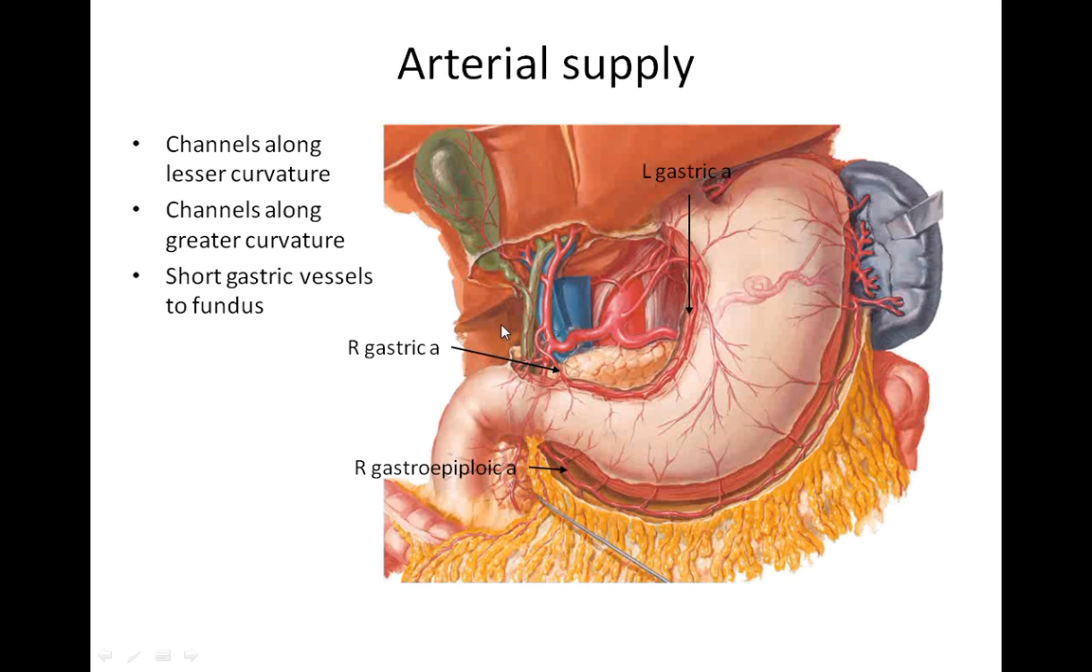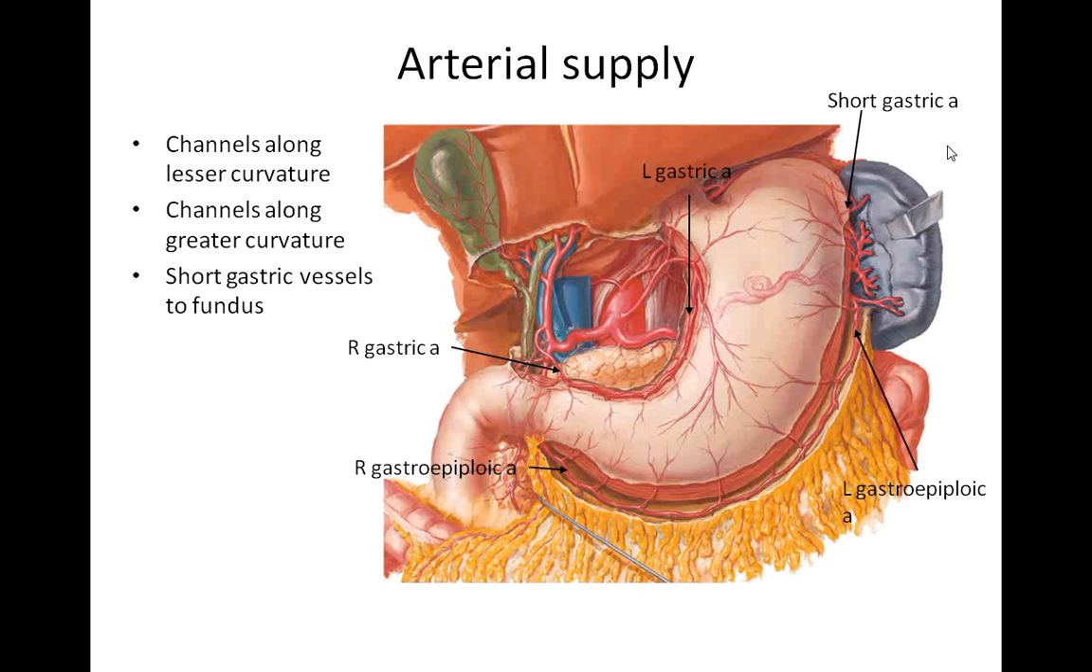And the arch is completed by the left gastroepiploic artery, which is a branch of the splenic artery at the splenic hilum. And the final thing is you've got the short gastric arteries, which once again are formed by branches of the splenic artery.